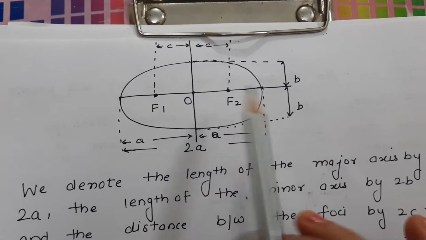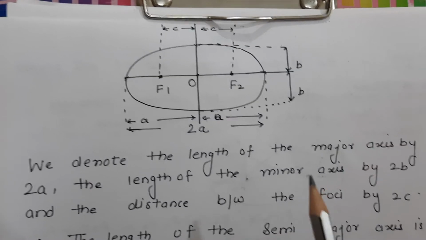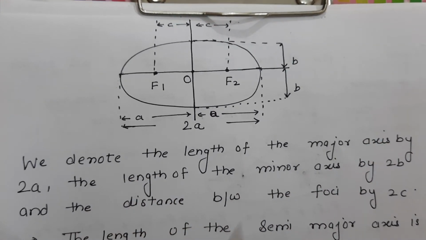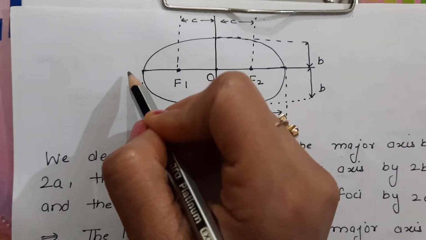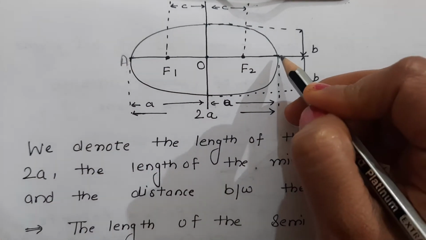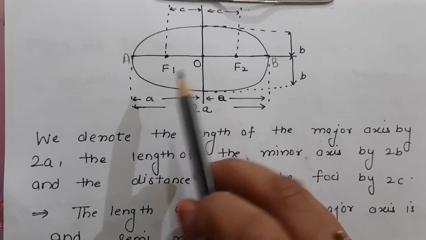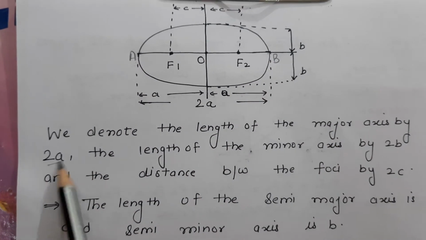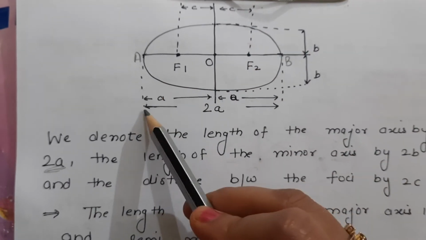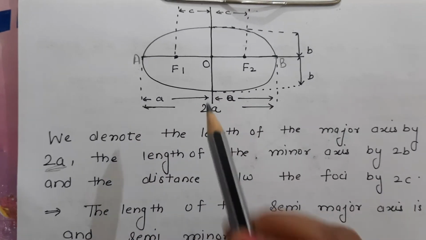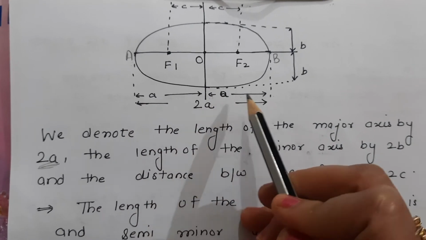Now again look at this diagram. Here F1 and F2 are both foci. These are standard notations. We denote the length of the major axis by 2a. That means if this is A and this end point is B, A and B here are vertices. The length of the major axis AB is 2a. This is your standard notation. I have denoted this complete length AB as 2a because the center we have taken at the origin, so this is half and this is also half.